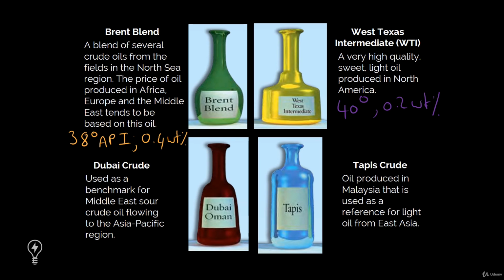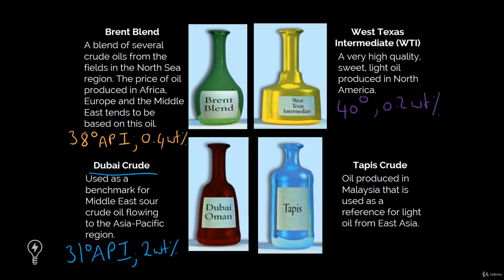We also have Dubai crude. Now, Dubai crude is used as a benchmark for Middle East sour crude oil flowing to the Asia Pacific region, and it has typically about 31 degrees API, and in terms of sulfur content, it has about 2 weight%. So it's classified as a sour crude oil.